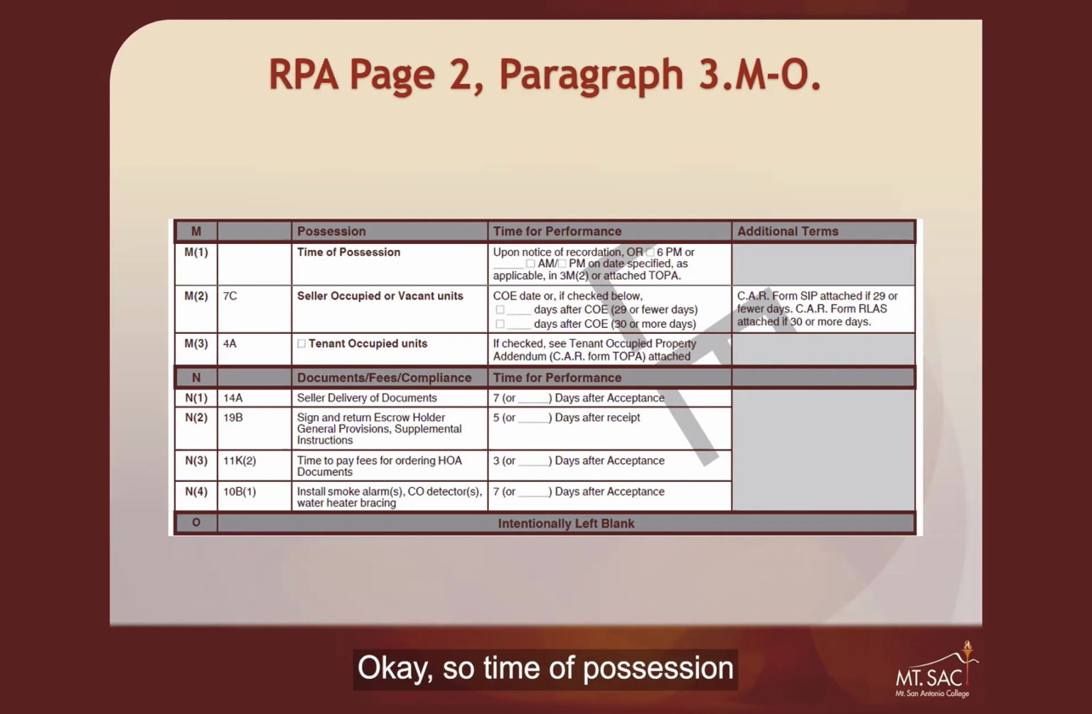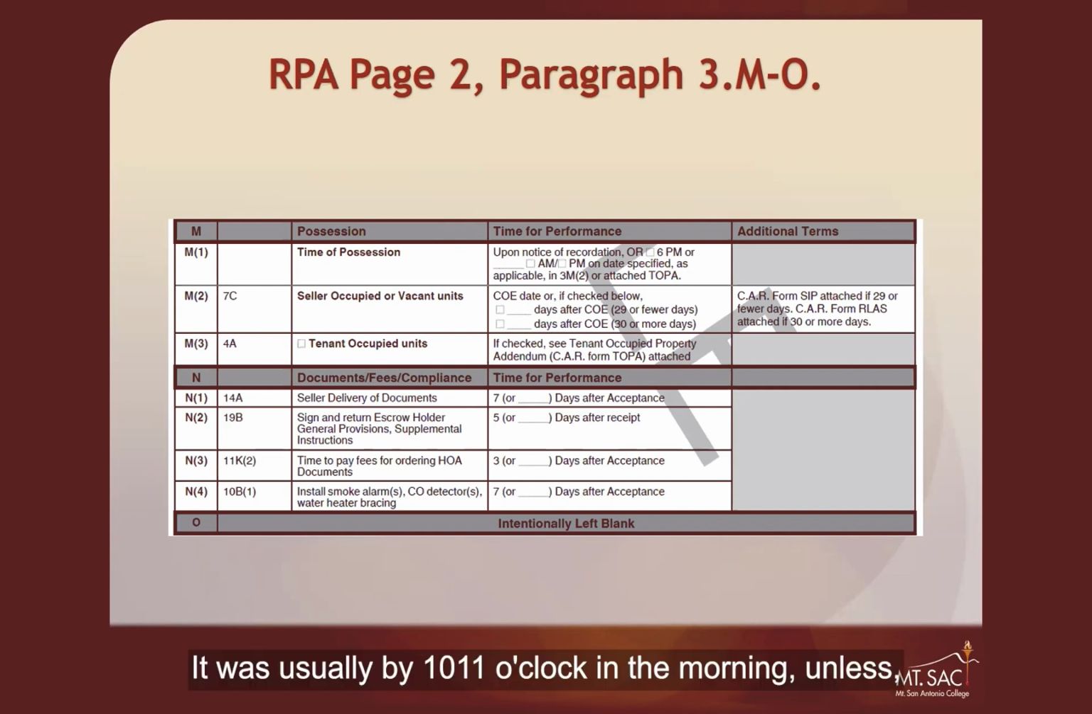Okay, so going to paragraph M, possession. Okay, so time of possession is upon notice of recording, or you can do 6 p.m. on the date of recording. Okay, notice of recording kind of depends on how the county recorder's office is doing. Where I did most of my practice down in San Diego, it was usually by 10, 11 o'clock in the morning, unless of course it's Friday or the end of the month. And then it's 2 or 3 o'clock in the afternoon, right? Because they're all backed up because of that. Everybody gets backed up on Fridays and the end of the month.